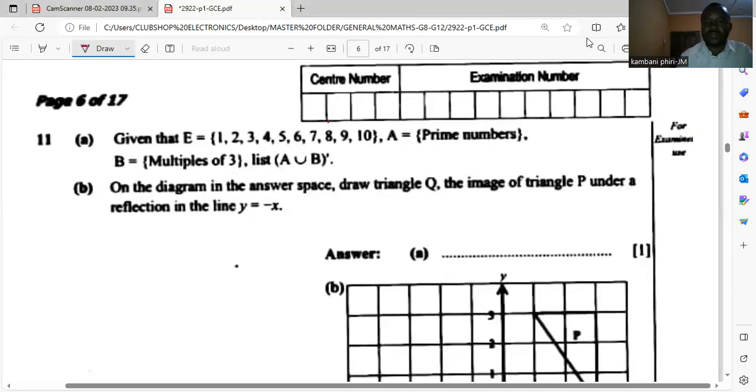Given that the universal set has numbers from 1 to 10, you have A, the prime numbers in the universal set. So you agree with me that prime numbers are numbers that have two factors only: the number you're considering and 1. In this case, 2, 3, 5, 7 are the only prime numbers in the universal set, all right?